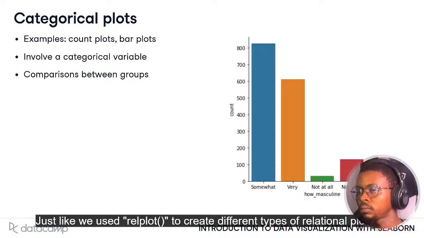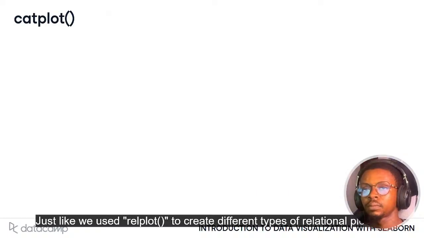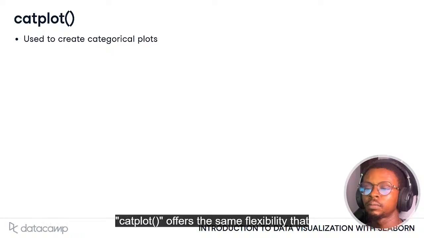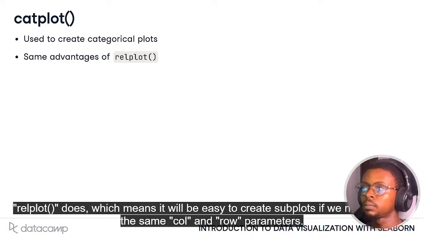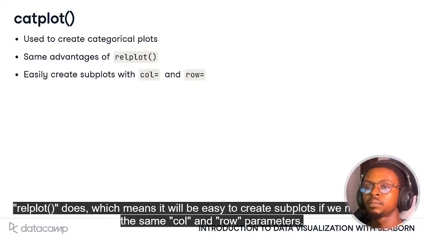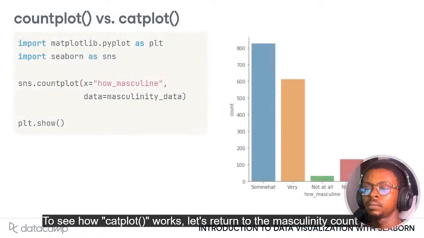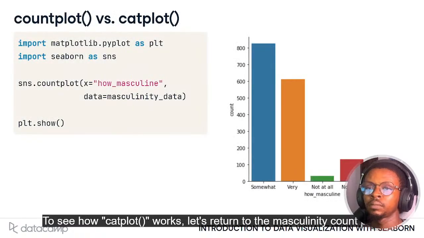Just like we used relplot to create different types of relational plots, in this chapter we'll be using catplot to create different types of categorical plots. Catplot offers the same flexibility that relplot does, which means it will be easy to create subplots if we need to using the same col and row parameters. To see how catplot works, let's return to the masculinity count plot.